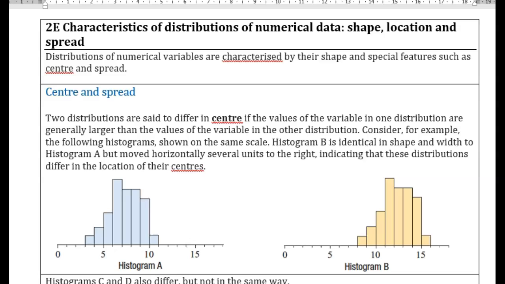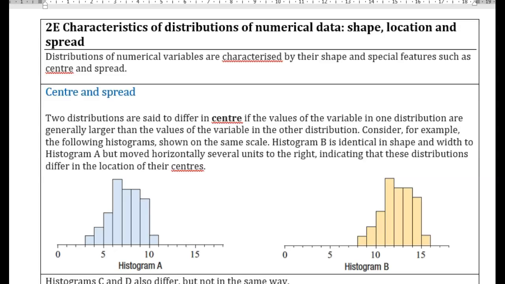All right, in this video, we're going to look at 2E, so characteristics of distributions of numerical data. So we're looking at shape, location, and spread. And as you can see on the page, we're looking at histograms, but we can look at other graphs as well, or plots, whatever you want to call them. Distributions of numerical variables are characterized by their shape and special features such as center and spread.